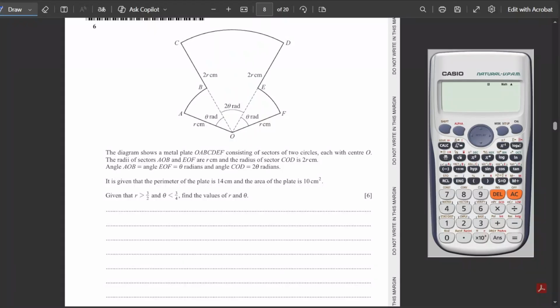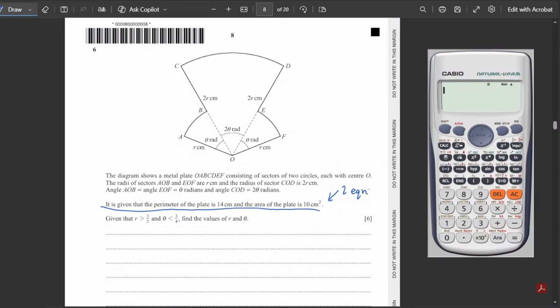Now, let's first digest this. This information, what does this even mean? They're basically telling you 2 equations. The 2 equations are a perimeter equation and an area equation. That's why they basically tell you this. That's why they give you this piece of information. So let's first find the perimeter.